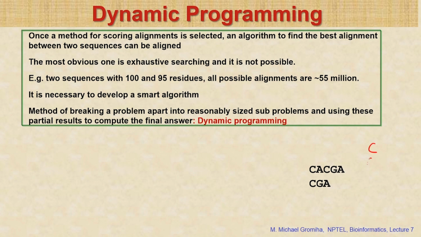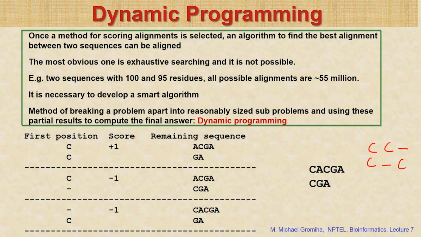You can make C and C together, or you can put a C and a gap here, or you can put a gap here and C here. If you do C and C together, then this is aligned, so you get a score of +1. If C is taken out, then this is the remaining one. In the second case, if you put the gap in the second one and the first one is already aligned, the remaining is CGA, and the second one we did not do anything, so CGA is as it is.